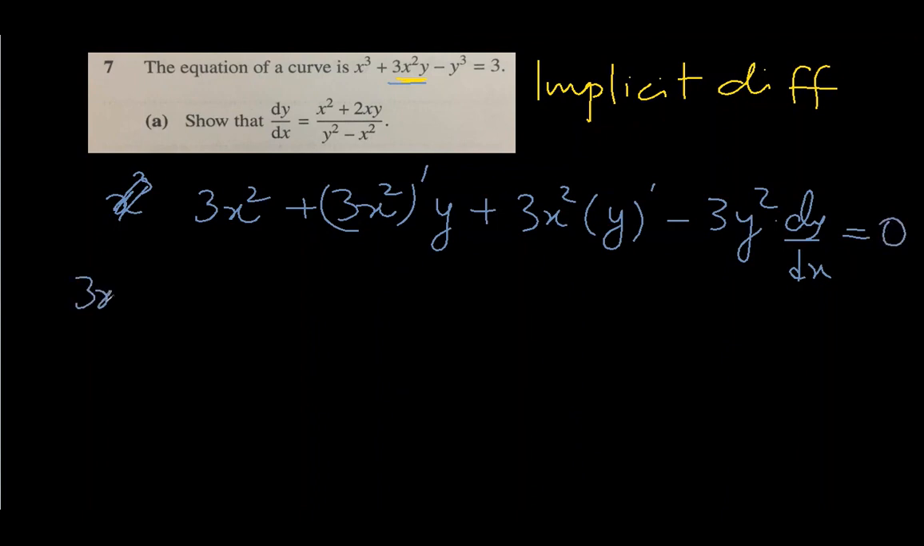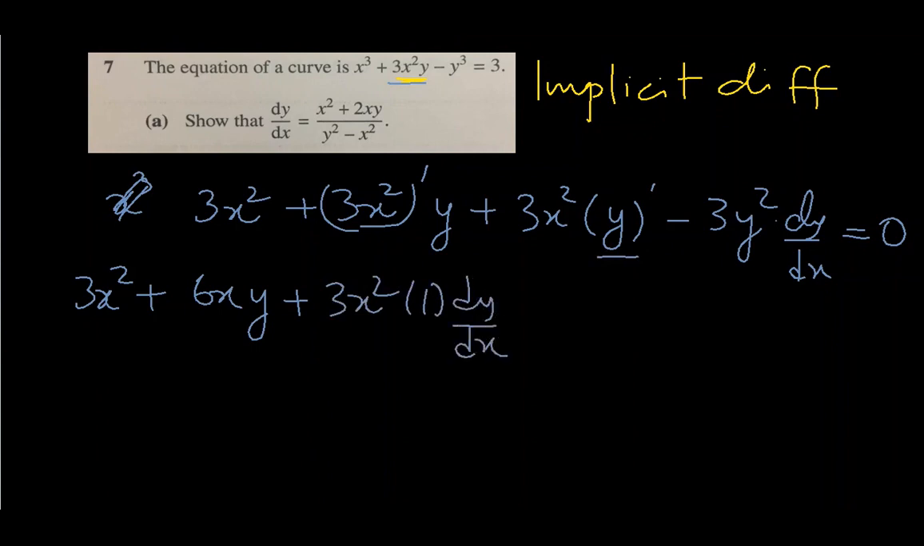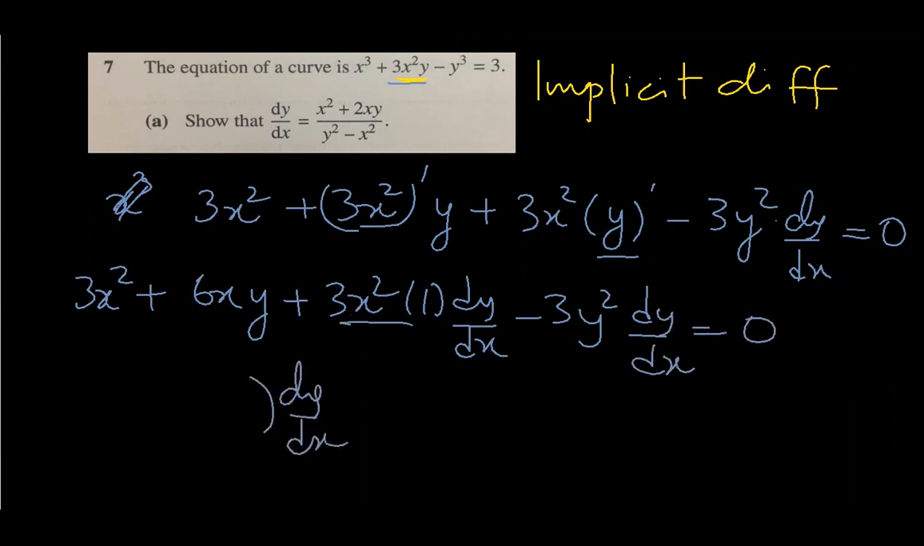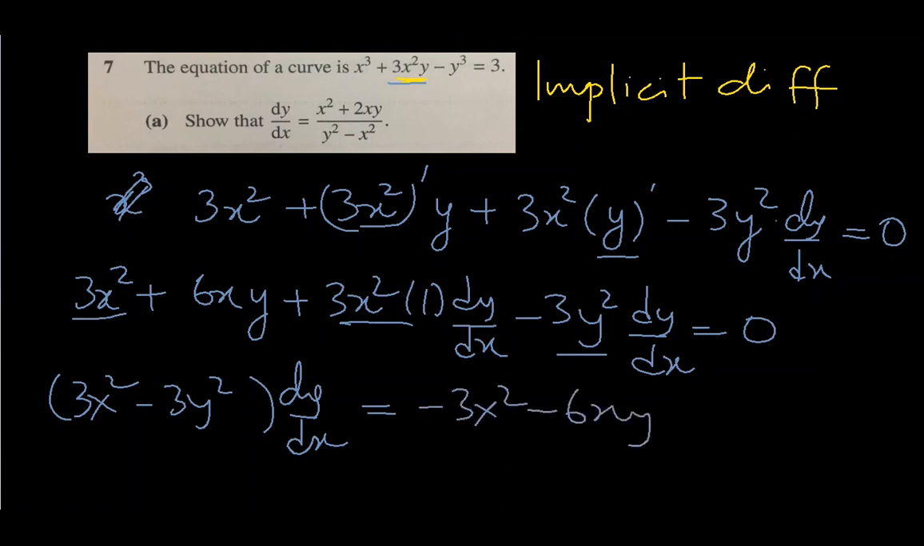Okay, so 3x square plus differentiation of 3x square is 6xy, plus 3x square times differentiation of y, which would be just 1, but since it is y, we add dy over dx, minus 3y square dy over dx, equal to 0. So we'll keep dy over dx on the left side itself. So first we have 3x square, then we have minus 3y square, equal to, this will come to the right side, minus 3x square minus 6xy, and that's it.